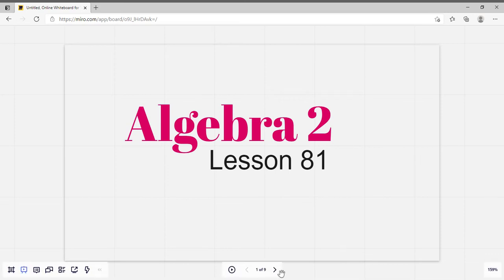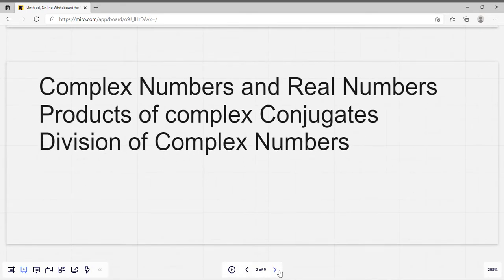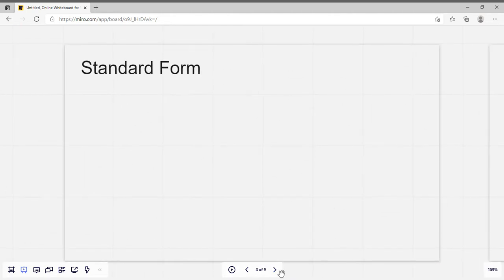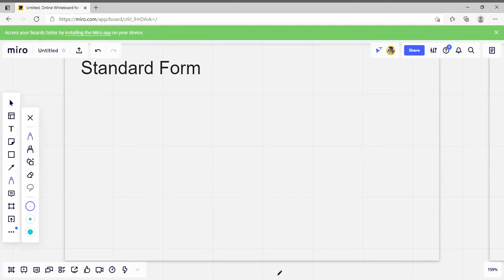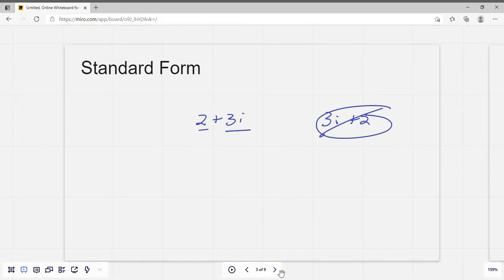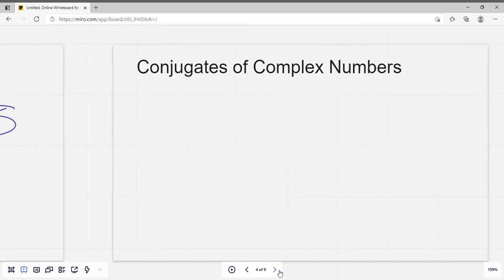This is Algebra 2, Lesson 81, and this lesson covers complex numbers and real numbers, products of complex conjugates, and division of complex numbers. Alright, standard form. When we talk about a complex number, we're talking about a number that has a real part and an imaginary part. When we write in standard form, we always write the real part first, like 2 plus 3i. We wouldn't write 3i plus 2. We always want to write the real number first, then the complex number. And that's just a review. You guys have already learned that.